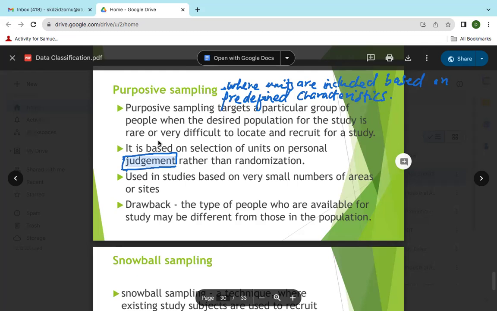Maybe, what's your opinion on the feeding aspect of the free SHS? Next question, what is your opinion on the infrastructural aspect of the free SHS policy, and so forth? Because you qualify, judgmentally, you serve our purpose. So that's purposive sampling. This is where units from the population are included in the sample based on predefined characteristics. If you meet our characteristics, you are included. If you don't meet our characteristics, you are excluded from the study.